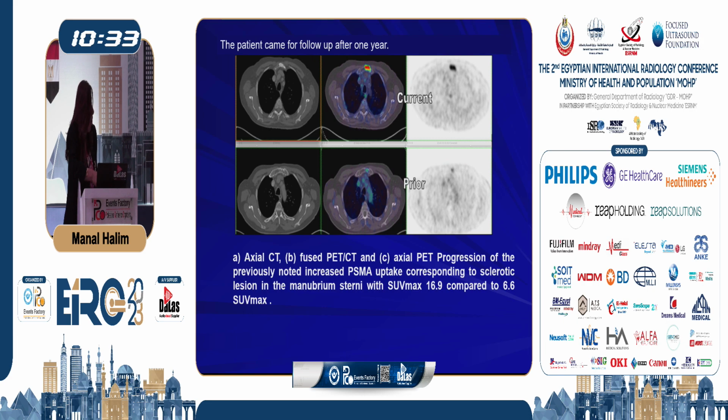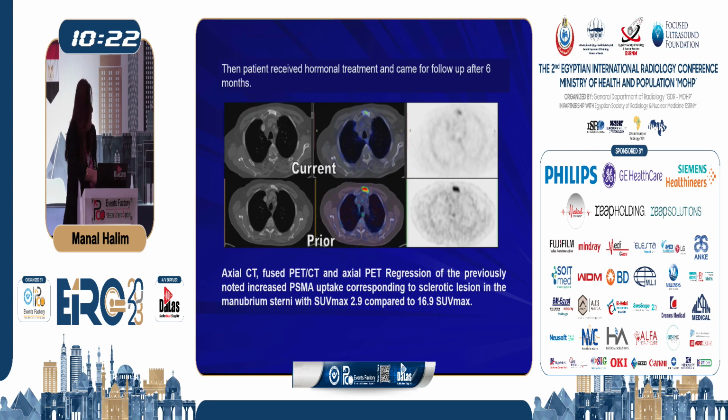This is his prior image, and this is his current image. As we see, there is a progression of the uptake from this year to this year in the same manubrium sterni. And so the patient came back after 6 months after giving him hormonal treatments, and this was his prior image. Here is the bone uptake, and now after the hormonal treatment, there's marked regression of the uptake in the manubrium sterni, and the SUV now is 2.9 compared with 16.9 previously.